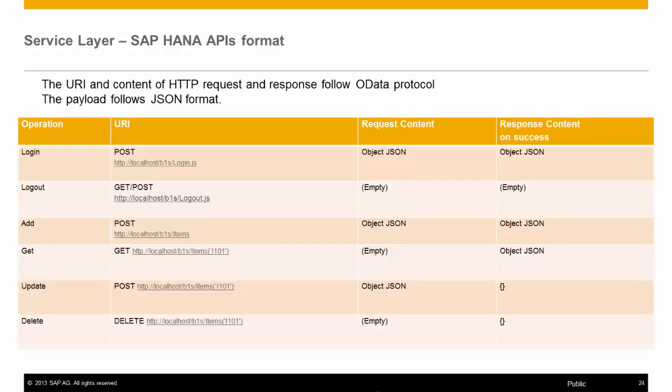The service layer uses HTTP requests and responses back to SAP Business One following the OData protocol, where both HTTP and OData are industry standard protocols. You will also note that the payload of the response and request is in JSON, or JavaScript Object Notation, which is a lightweight data interchange format. It is easy for humans to read and write, and it is easy for machines to parse and generate.